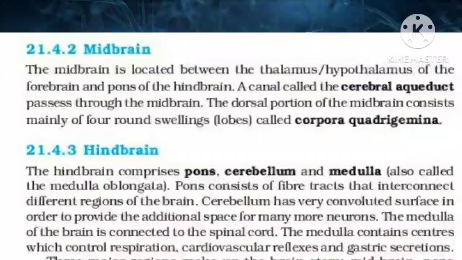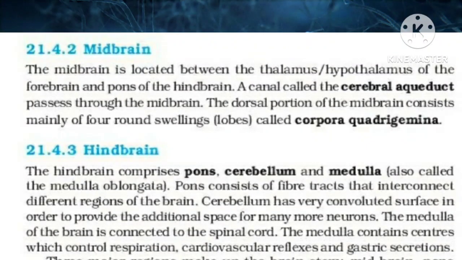Midbrain. The midbrain is located between the thalamus, hypothalamus of the forebrain and pons of the hindbrain. A canal called the cerebral aqueduct passes through the midbrain. The dorsal portion of the midbrain consists mainly of four round swelling lobes called corpora quadrigemina. Midbrain and hindbrain form the brain stem.